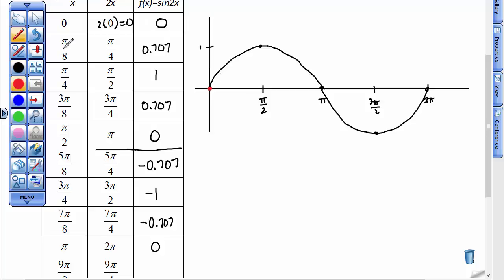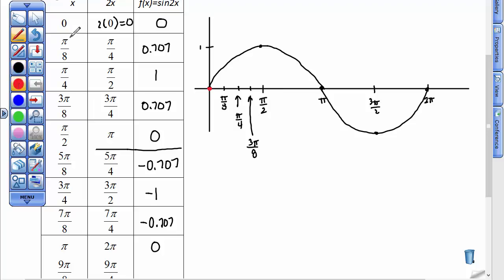When x is pi over 8, I get 0.707. And so in order to determine where pi over 8 is, pi over 2 is right here, and I've got 1, 2, 3 increments in here. So I'm going to put a tick mark right here, and this would be pi over 8. This spot right here would be pi over 4. This spot right here would be 3 pi over 8. And then here I am at pi.